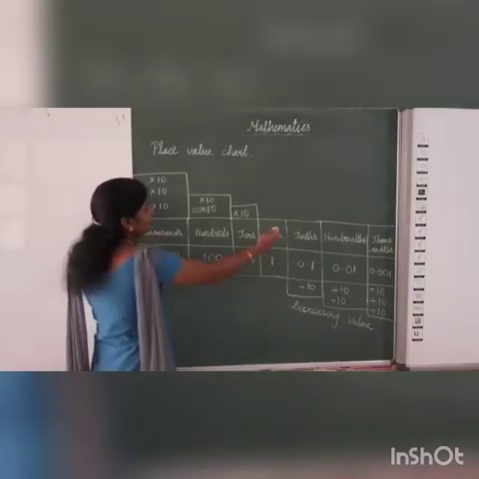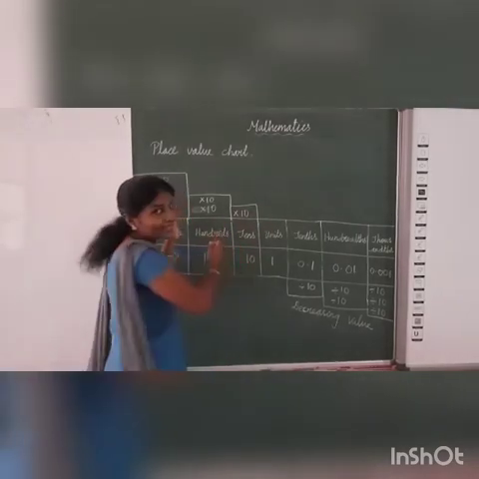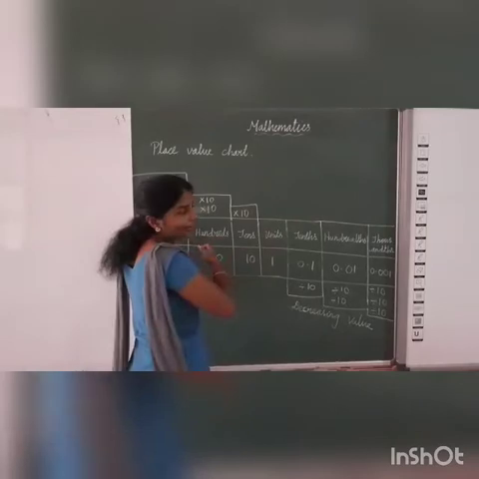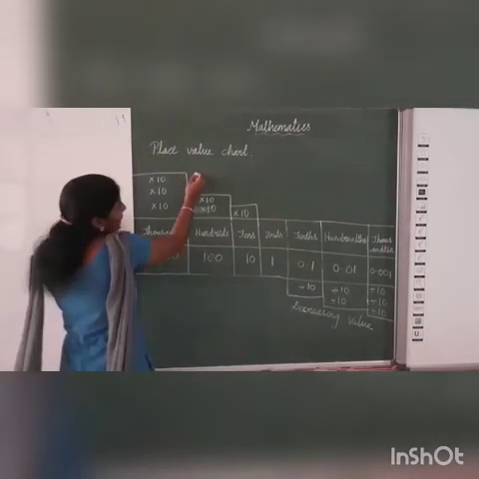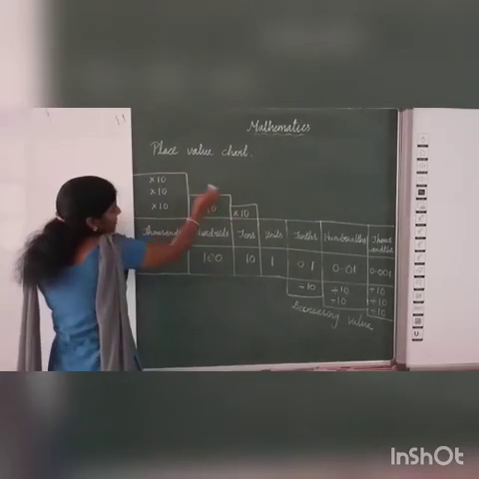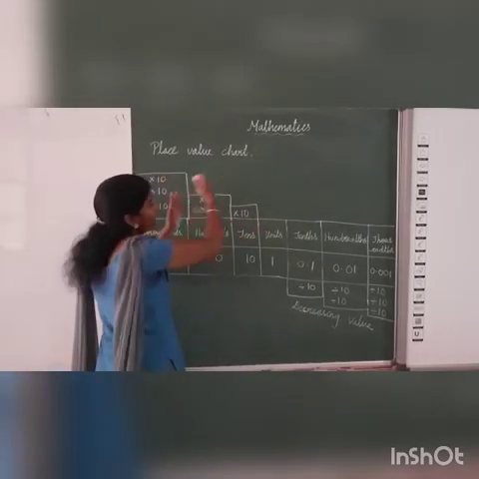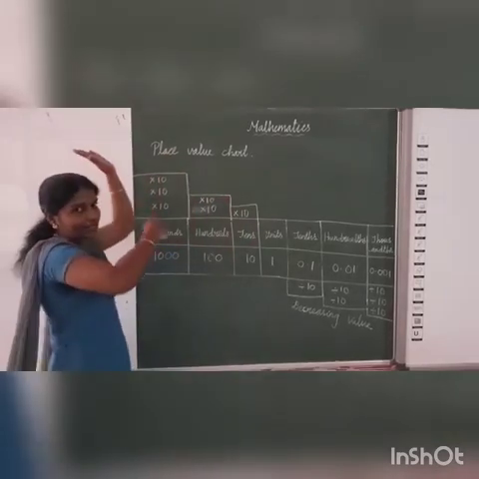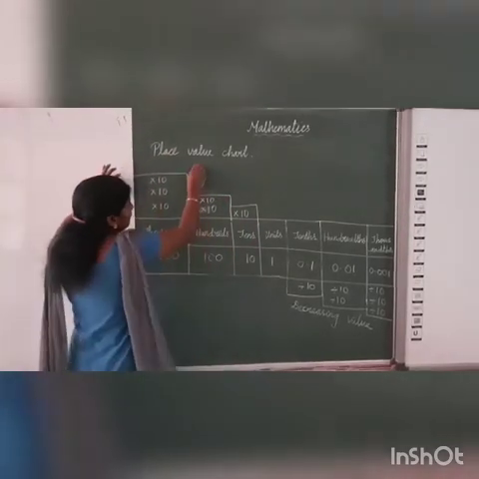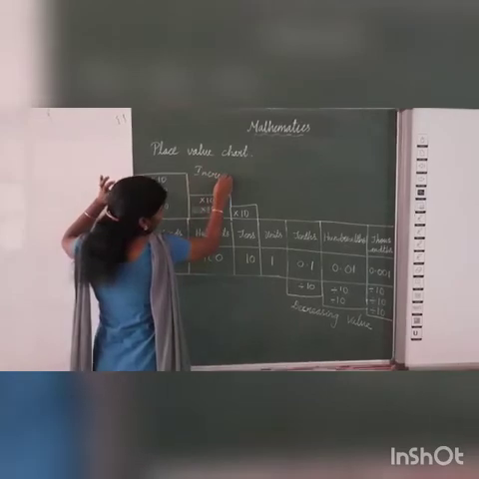This is the integral part, before the decimal point. So this is the integral part. The value is increasing: 10, 100, 1000, 10,000 like this. This is increasing value.